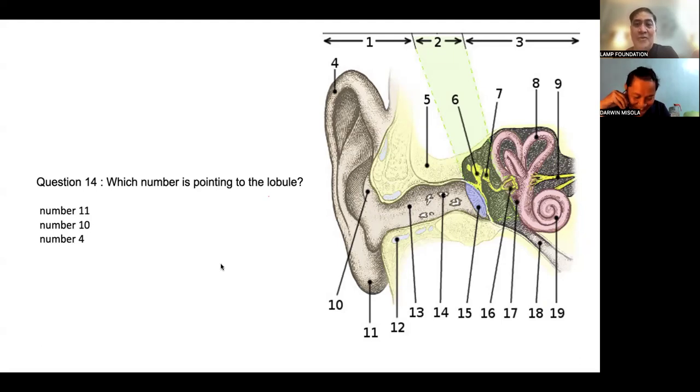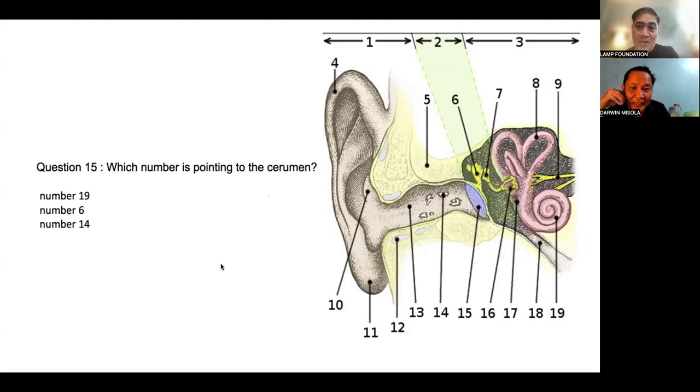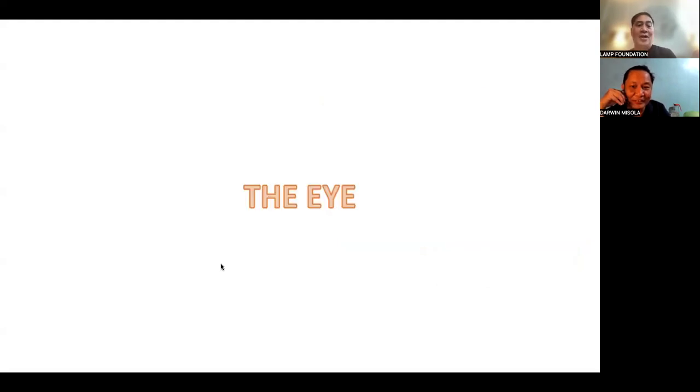Which number is pointing to the lobule? 11. Which number is pointing to the cerumen? 14. Thank you very much, Sir Darwin. Excellent job. You only hesitated on one.